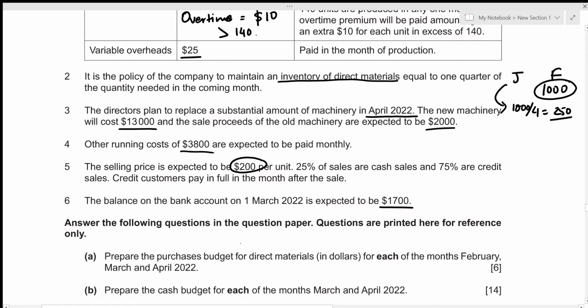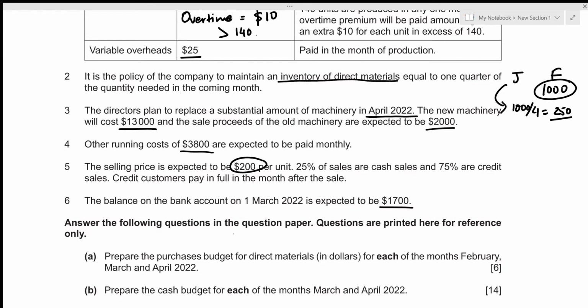Alright, if we're talking about the purchases budget for direct materials, we need to figure out the total amount worth of direct materials that we need to purchase in the months of February, March, and April. In order to figure that out, we need to consider the production level for those months. For the goods produced in those months, what amount of direct materials do we require? We first will calculate that amount.